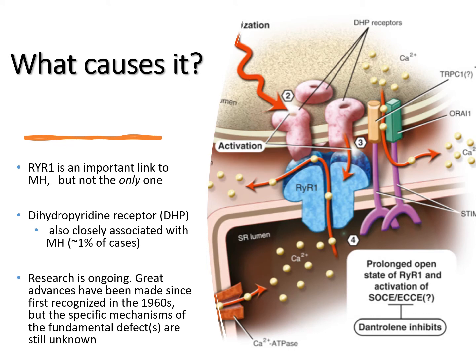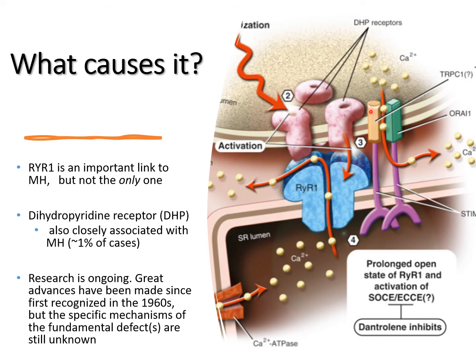Now, the ryanodine receptor is an important link to MH, but it's not the only one. There's another receptor here, the DHP, or the dihydropyridine receptor, that's also associated with MH cases, but a very small proportion, only about 1% of the cases. Here's the ryanodine receptor, and here are the DHP receptors. They're closely associated and coupled with the ryanodine receptor, but it's a separate entity. So these are activated when depolarization occurs, and then it activates the DHP receptors and helps regulate the passage of calcium. So this is the sarcoplasmic reticulum here, and it controls the release of calcium out into the cell. But we'll get more into that.